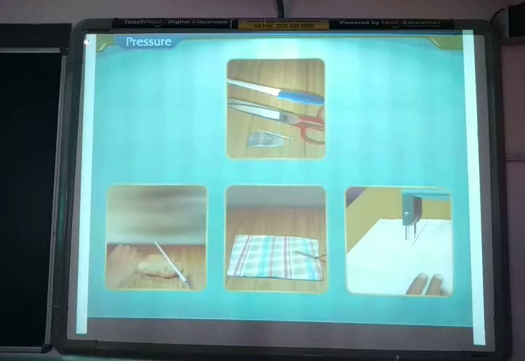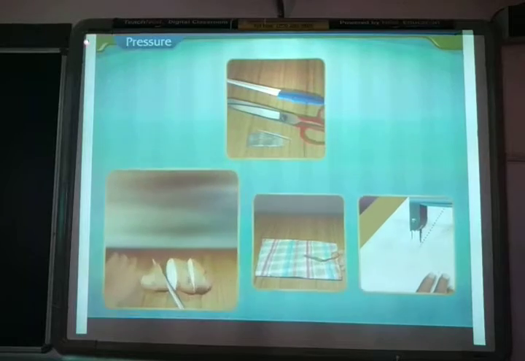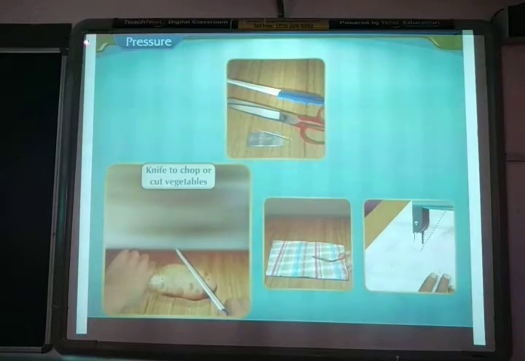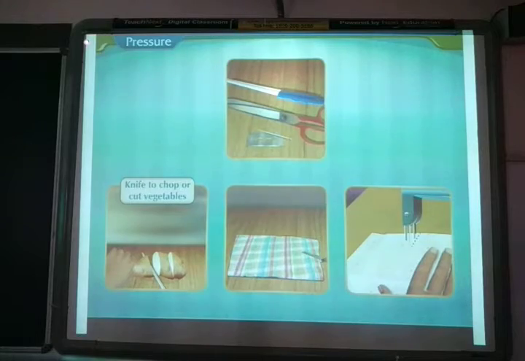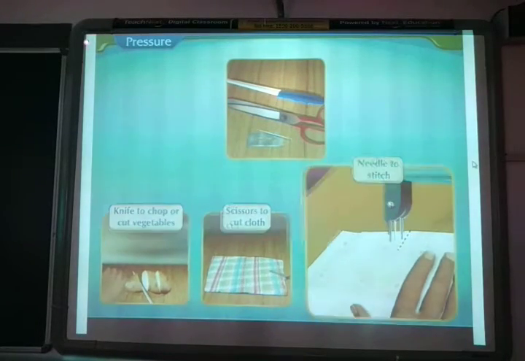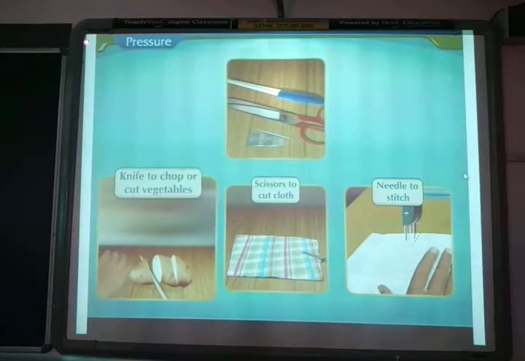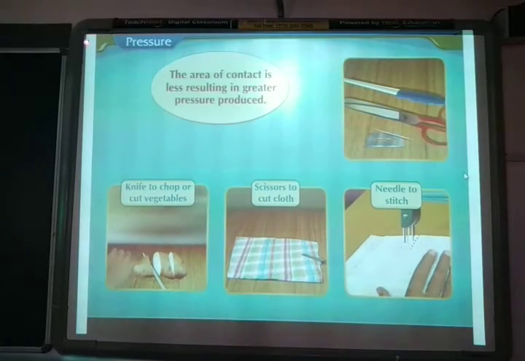Just glance at your surroundings and locate examples where the concept of pressure is put to use. You may start with a knife, used to chop or cut vegetables. Knives, blades, and other devices like scissors and needles have sharp edges or pointed tips. This makes chopping, cutting, and stitching easy as the area of contact is less. This produces greater pressure and makes our work easier.